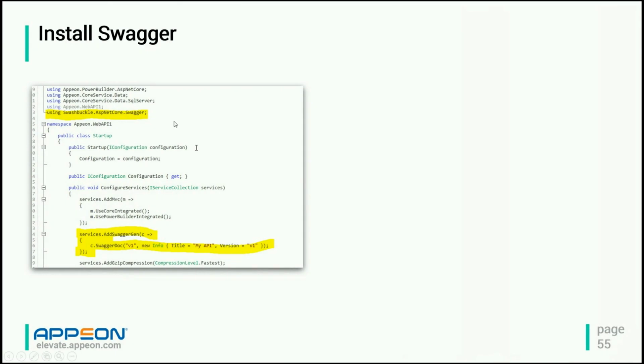Now what I'm going to do is go into the startup class. I'm going to add a reference to Swashbuckle, and then I'm going to add another line to my ConfigureServices method, which says services.AddSwaggerGen, and then this next statement. And you can actually change this around. This is kind of the default they give you for getting started. But there's a version number here and whatever title you want to appear on the Swagger page.